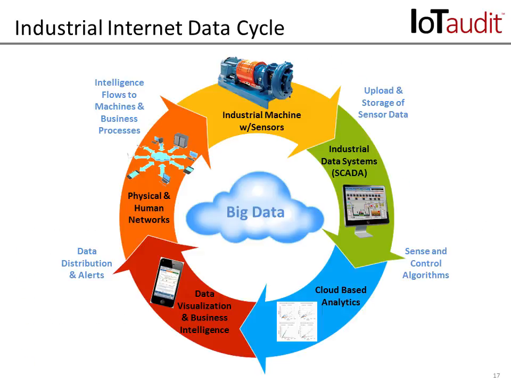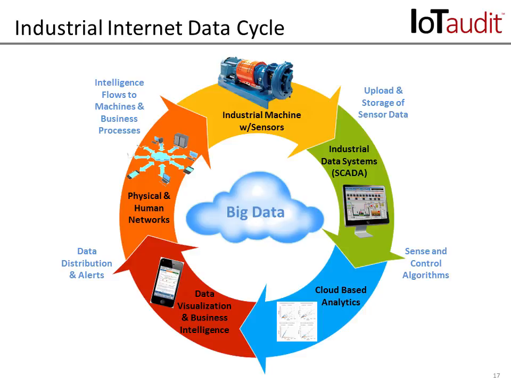Now, this industrial internet data cycle diagram shows if you had an industrial IoT, how you might collect and process the data. So up at 12 o'clock there, we've got industrial machines with sensors. We're then uploading and storing the sensor data to industrial data systems, many of the legacy systems known as SCADA style systems. That data is going to be sent to sense and control algorithms, where you may have a suite of software for cloud-based analytics.